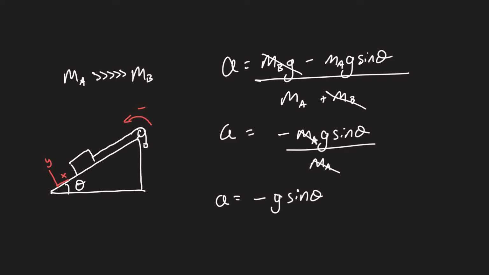We've seen that before with a single block on a frictionless inclined plane. The acceleration down the incline was g sine theta, and then you put a minus sign out in front depending on how your coordinate system is. So that checks out. That looks really good.